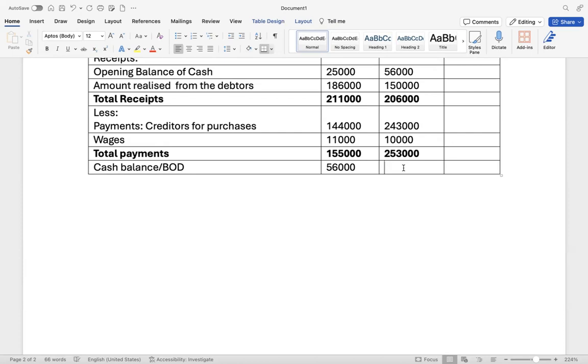Negative balance of how much? It's 47,000. Why am I keeping 47,000 in a bracket? When it is kept in the bracket, it indicates that it is a negative balance. It is indicating that it is a bank overdraft. BOD, bank overdraft.